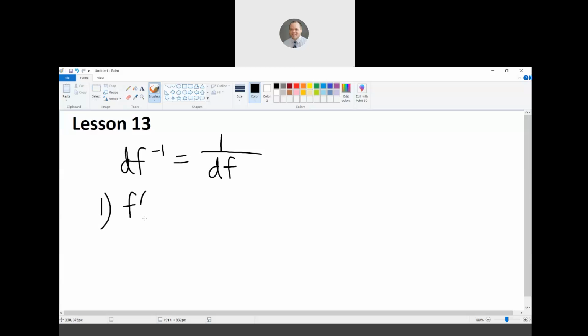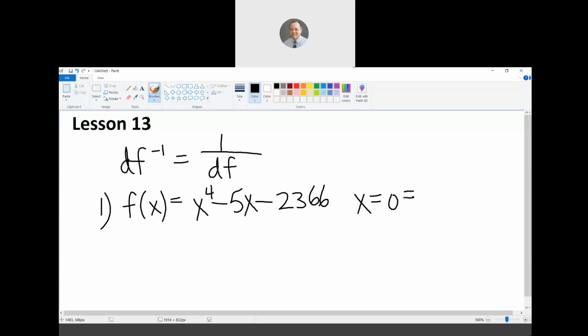We have f of x equal to x to the fourth minus 5x minus 2,366. And we're also given x is equal to 0, which is f of 7. And we need to find the derivative of our inverse function with respect to x.